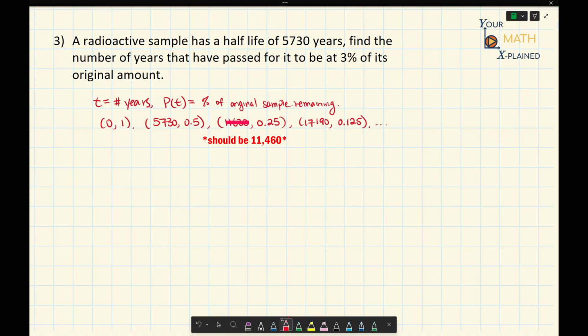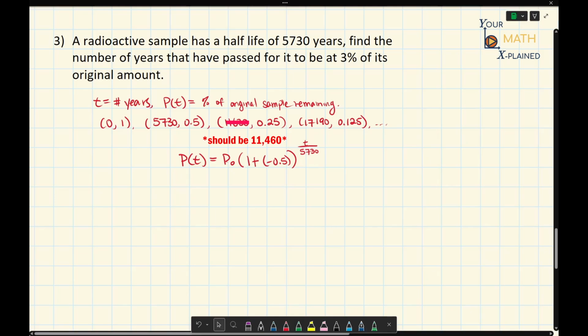So using this information, let's go ahead and write down the equation. We're going to have p of t is equal to our p naught multiplied by 1 plus our rate, which here is negative 0.5 because it decreases by 50% every 5,730 years. And then our power here is going to be t divided by 5,730 years, because notice how our value pairs are multiples of 5,730.